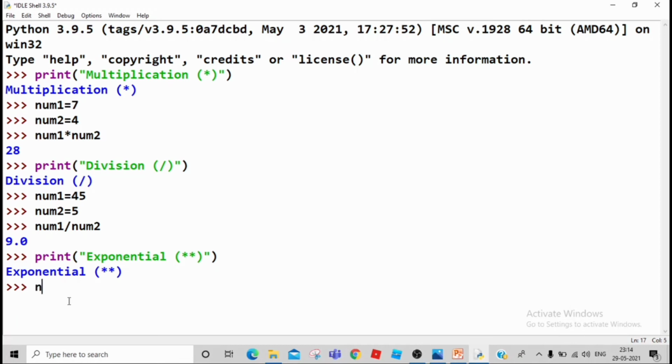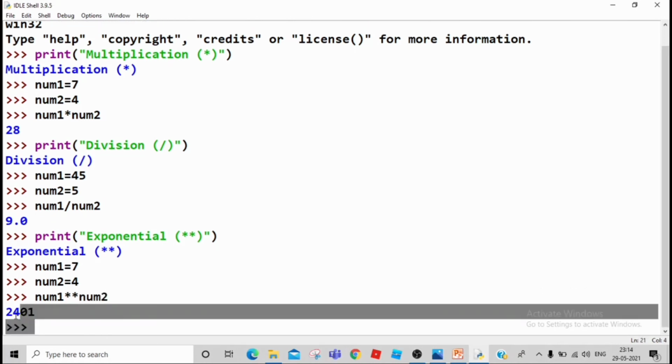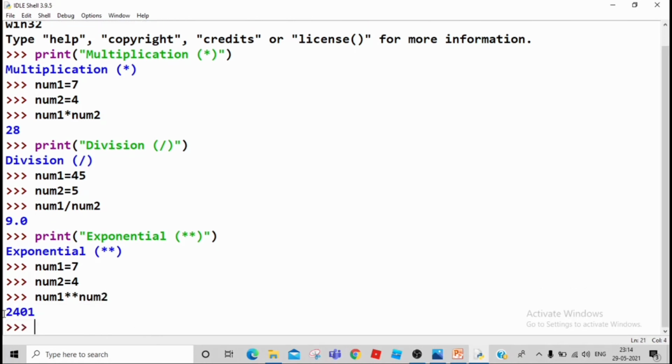So what's the example? Number 1 is equal to 7, and number 2 is equal to 4. So now I'm going to do the exponential form. Number 1, number 2. So here comes my answer, 2401. So this is my answer.